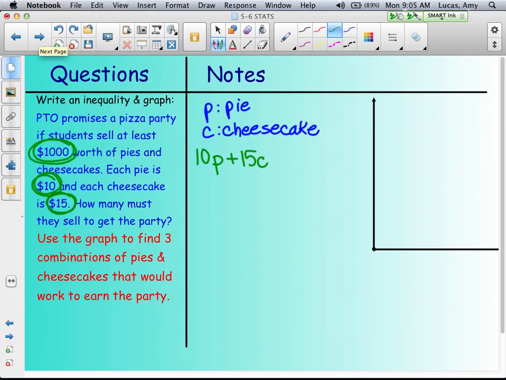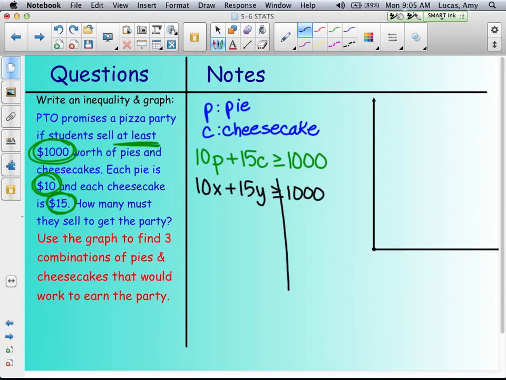And if we need to raise at least $1,000, my symbol is not going to be less than. I know the word at least sounds like less than, but it is not. We have to earn more than $1,000 or equal to $1,000, okay? So here's my inequality. Now, to graph this, I am just going to pretend like these are X and Y because I know that you like to use those variables instead for graphing.